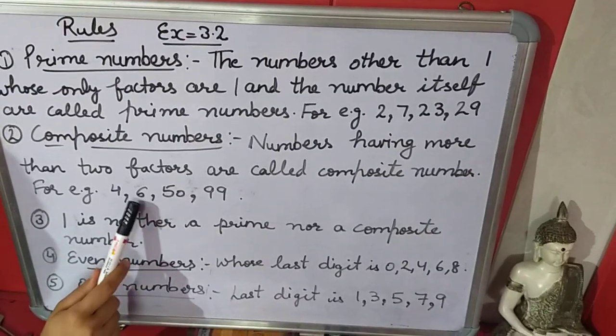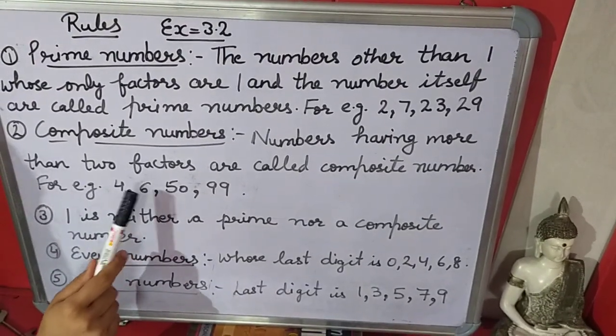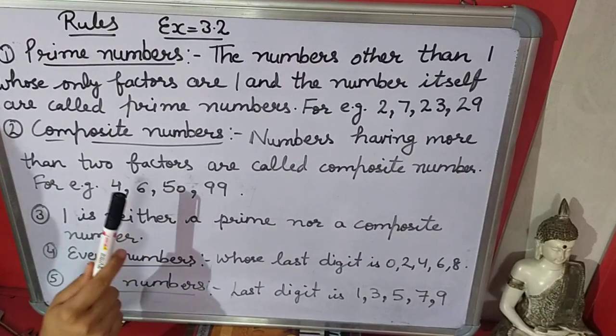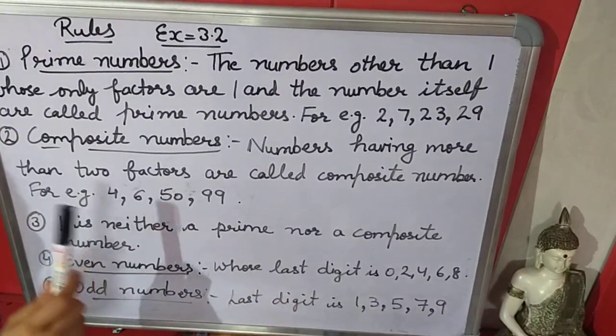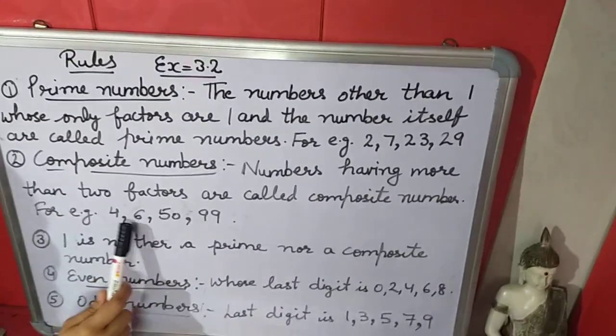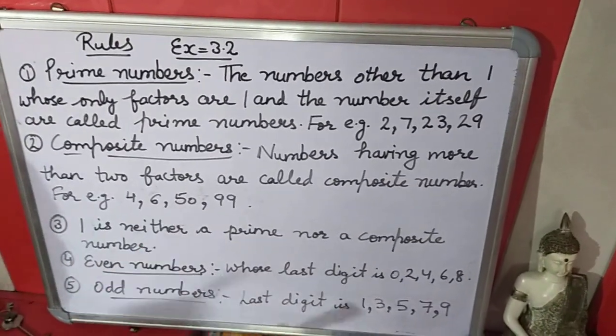6 is like that also. 6 will come in the table of 1, the number itself, in the table of 2, in the table of 3. So more than two factors. If a number has more than two factors, then it is called a composite number.